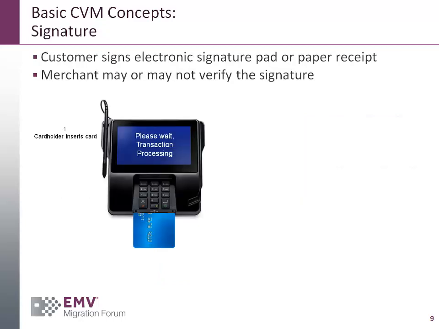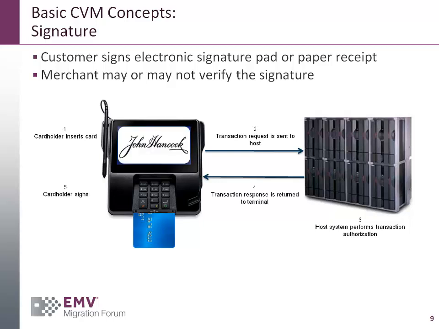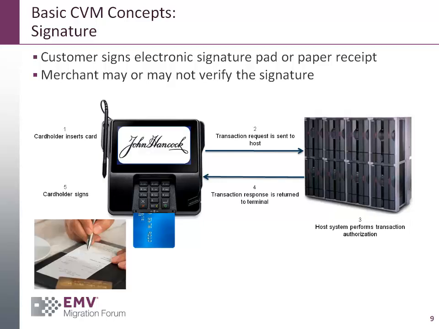We are also familiar with signature as a CVM. The transaction request is sent online to the host, and the host authorizes the transaction. The response is sent back to the terminal. The cardholder then signs an electronic signature pad or a paper receipt. The merchant may or may not verify the signature.